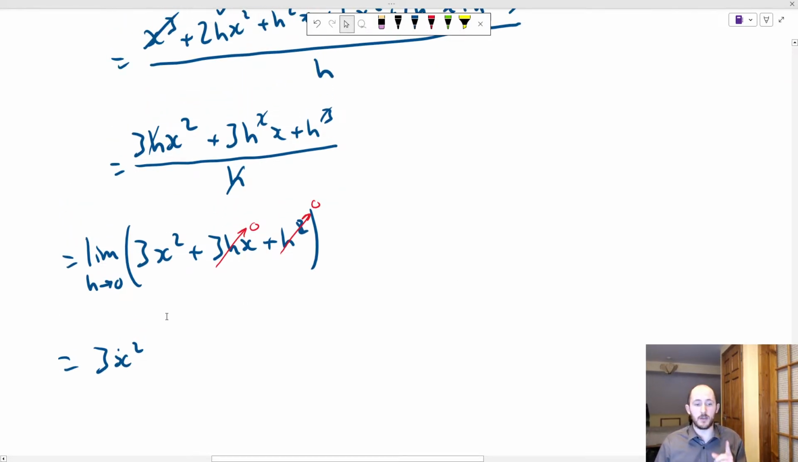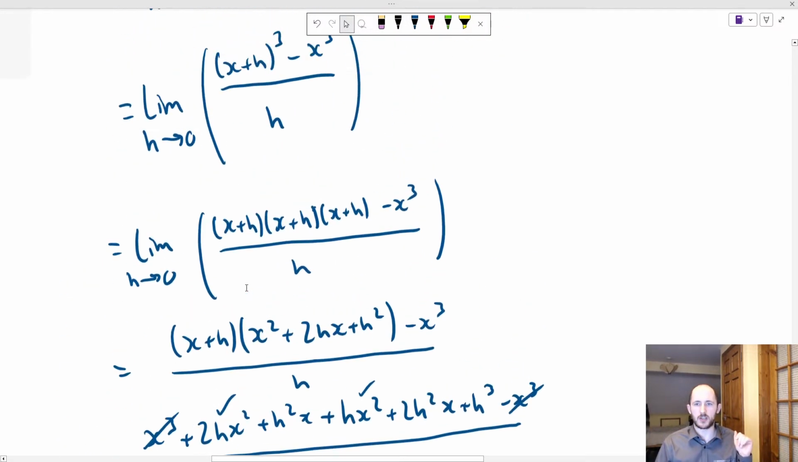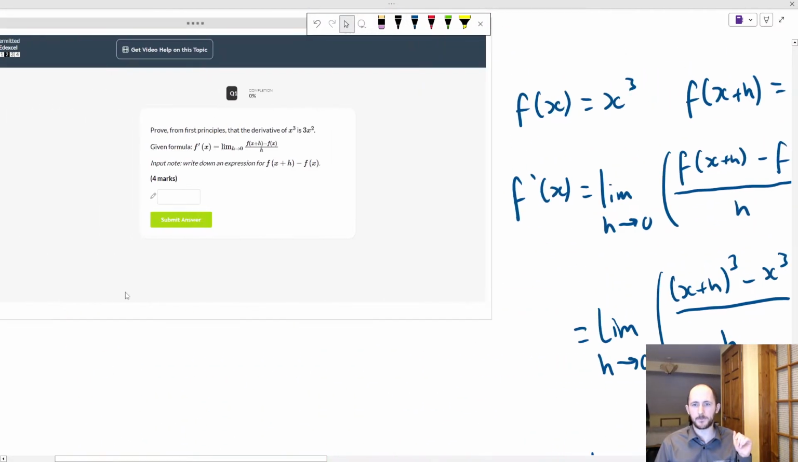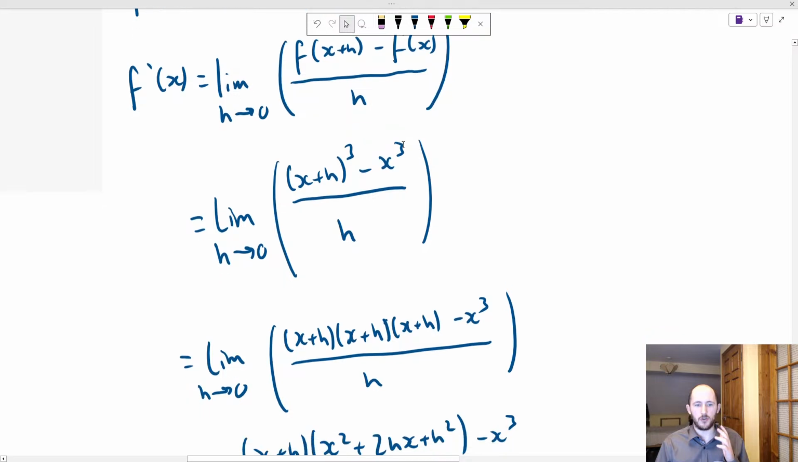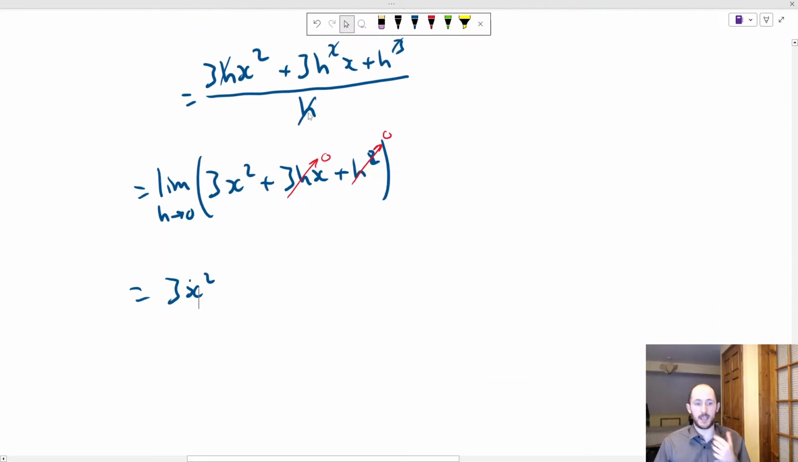You need to be able to do this for anything they can throw at you. So they could have changed this to be x to the power 4, 2x squared, 3x cubed. You need to be able to do it. So follow along the steps. The limit is the very last thing. If you do the limit and get the answer, then you're good. If you do the limit and you get something weird, you're not good.